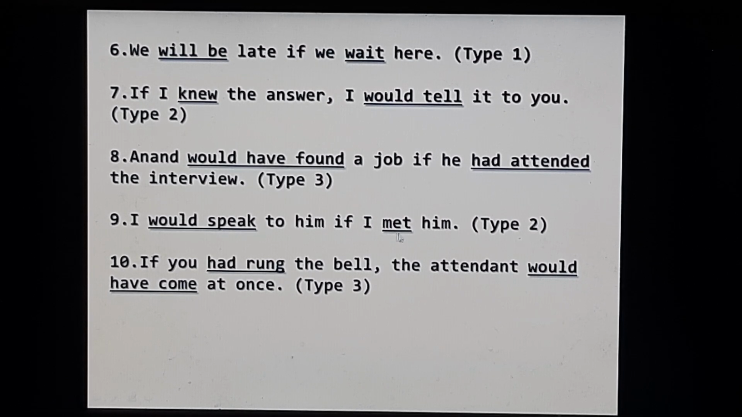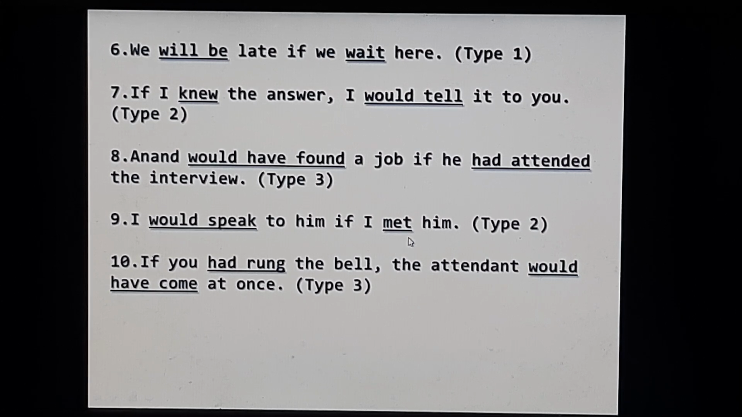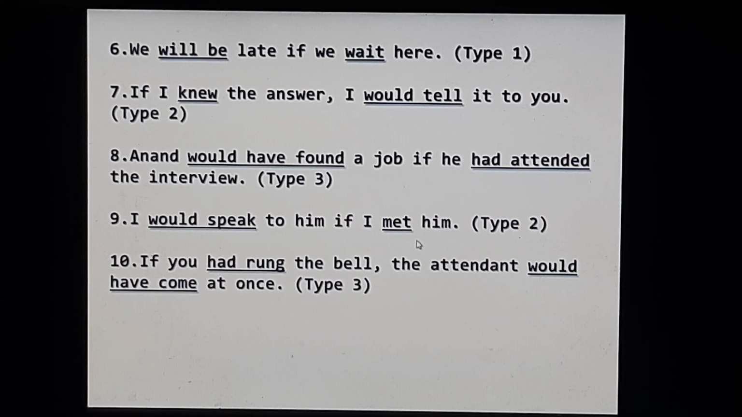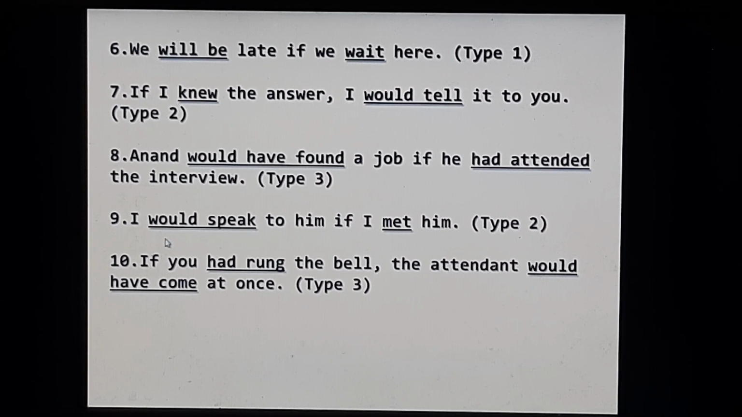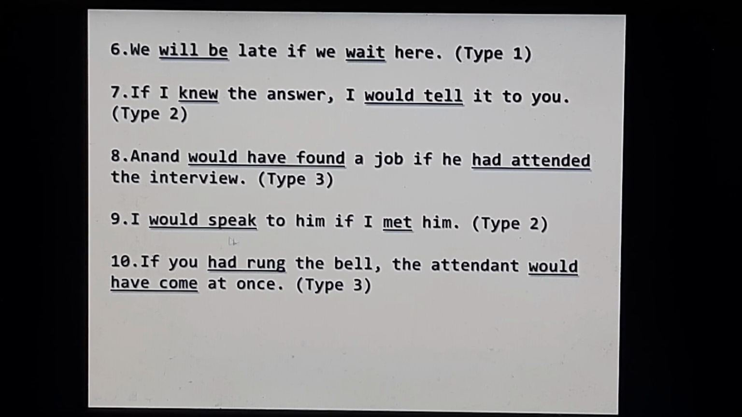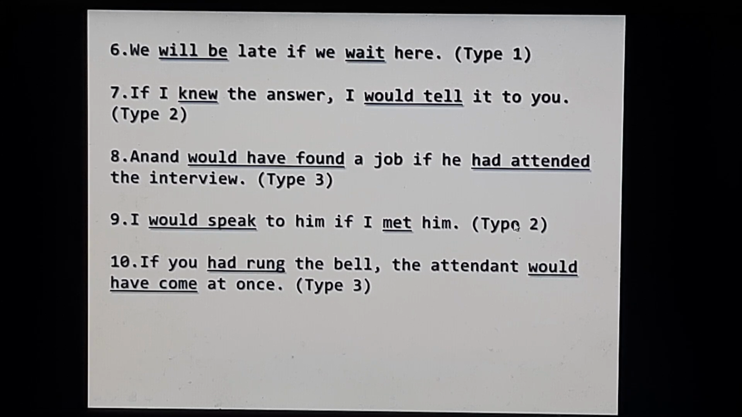I would speak to him if I met him. If I met him is your if clause. Met is your verb, which is simple past. So your verb in the main clause should be would plus infinitive, that is speak. So it is type 2 condition.